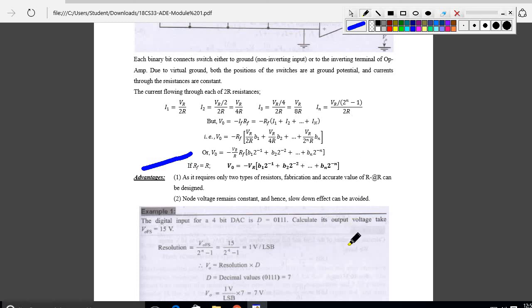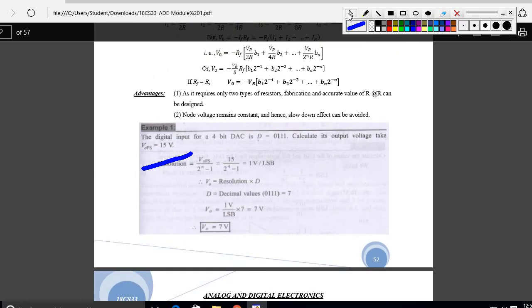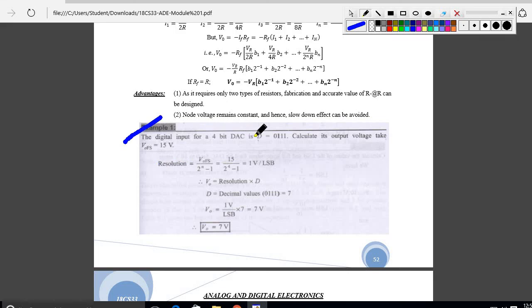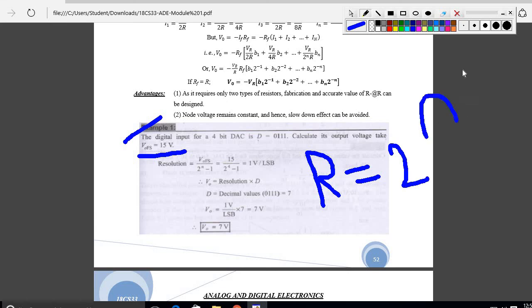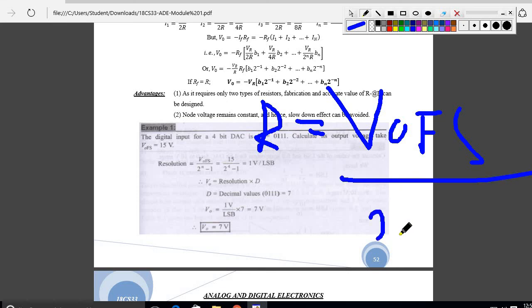Okay, some examples are here, we'll see that. See here, first example: what is the digital input of a 4-bit DAC? So he has mentioned the input signal as 4-bit. Calculate its output voltage, taking VOFS as 15 volts. See here, there are two ways of finding resolution. One is R equal to 2 power n, where n is the number of bits. One more way of finding resolution is this one: R is equal to VOFS, the output full scale voltage, divided by 2 power n minus 1.